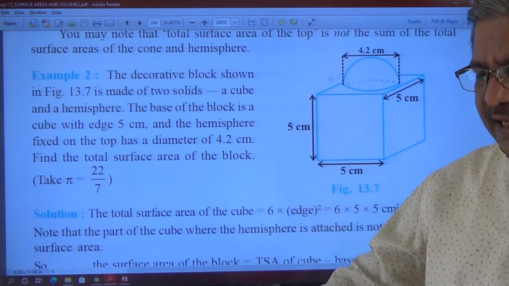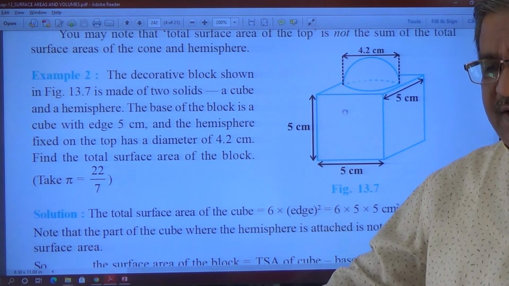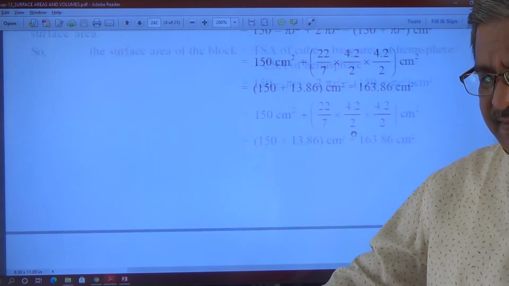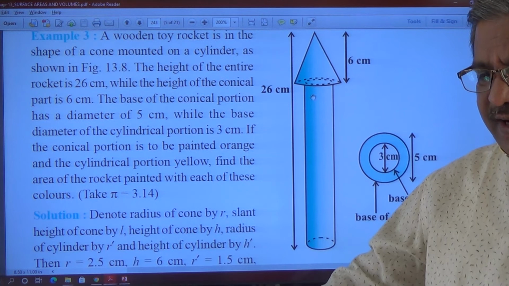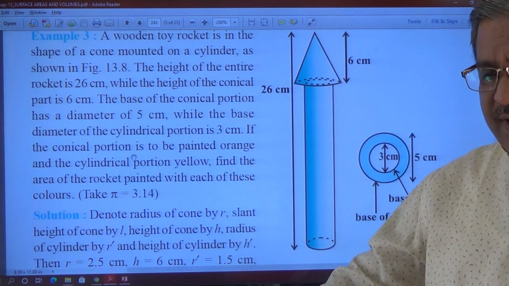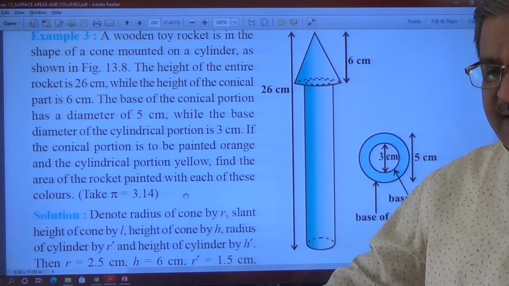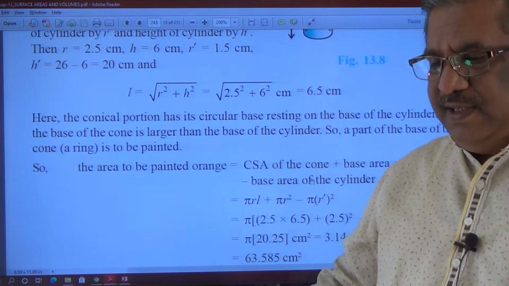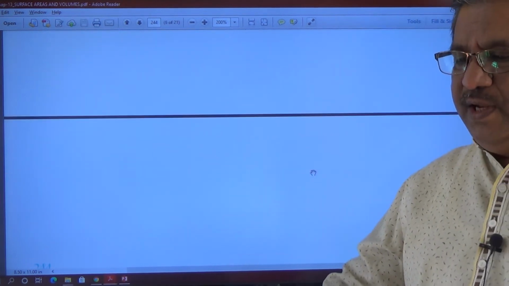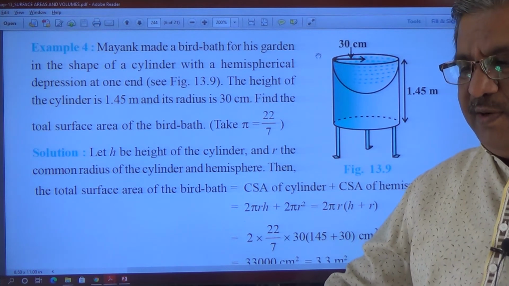Then you have example 2 where combinations of solids are there. You have to find the total surface area of this combination of solids. Then a wooden toy rocket is there. Here you have to find out, see here, if the conical portion is to be painted orange and the cylindrical portion yellow, find the area of the rocket painted with each of these colors. So read this, try to understand and solve these sums, because already these have been solved in detail in your textbooks. And this is a bird bath problem.